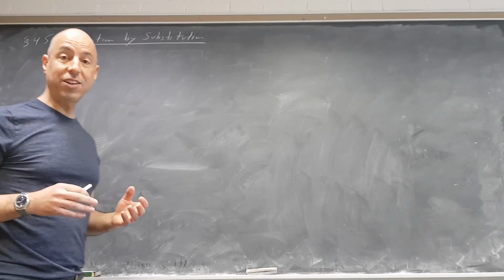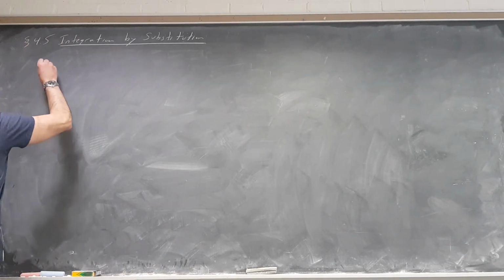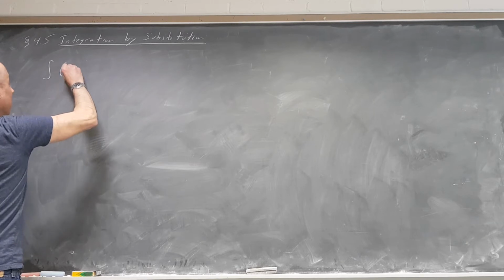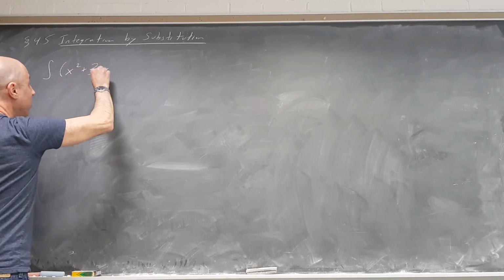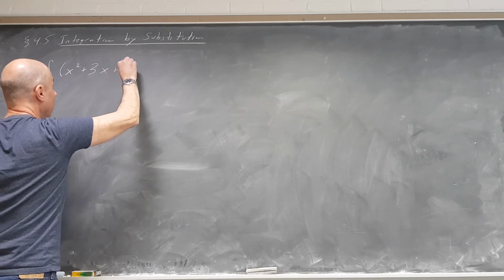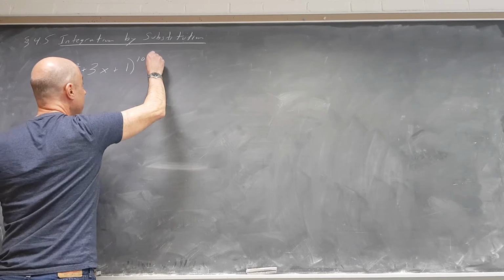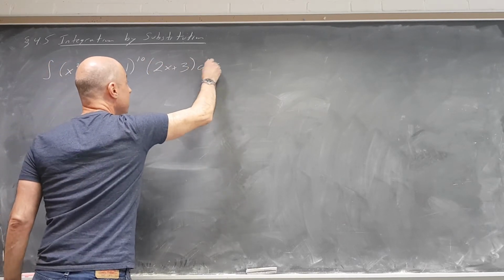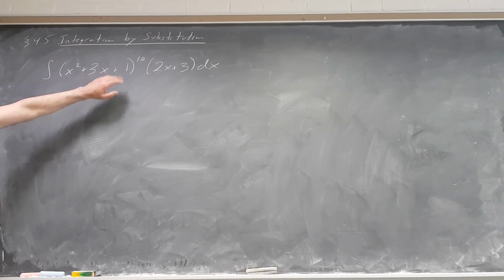I want to do some practice problems using this technique of u substitution. Let's start off with this: the integral of (x squared plus 3x plus 1) to the power 10 times (2x plus 3). This is clearly related to the problem that we had in the last video if you take a look at the inside part of this composition.